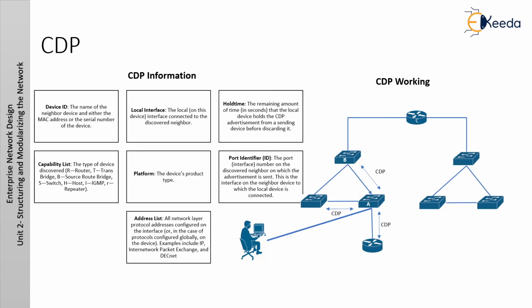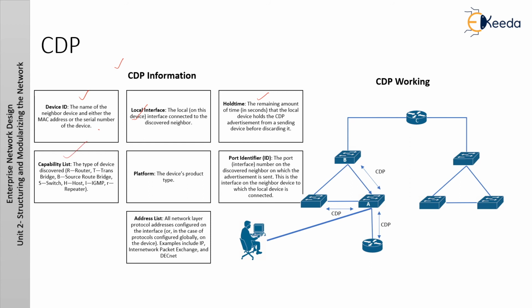Now come to CDP information. What is that? Information in CDP frames includes device ID, the name of the neighbor device and either the MAC address or the serial number of the device. Local interface, the local interface on this particular device connected to the discovered neighbor. Hold time, the remaining amount of time in seconds that the local device holds the CDP advertisement from a sending device before discarding.